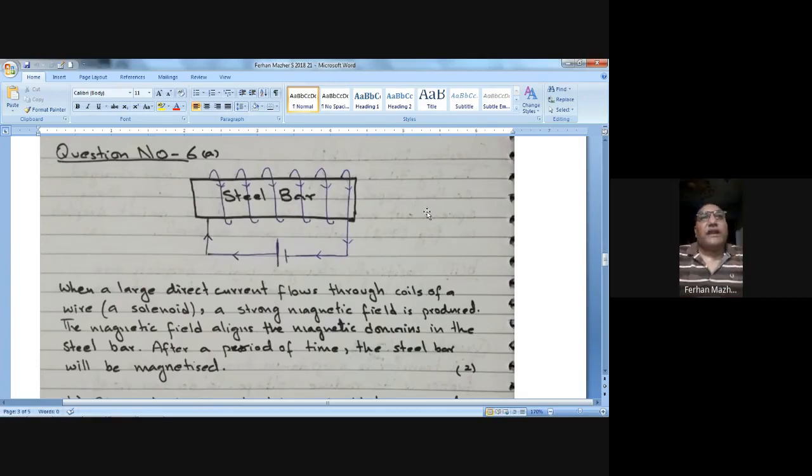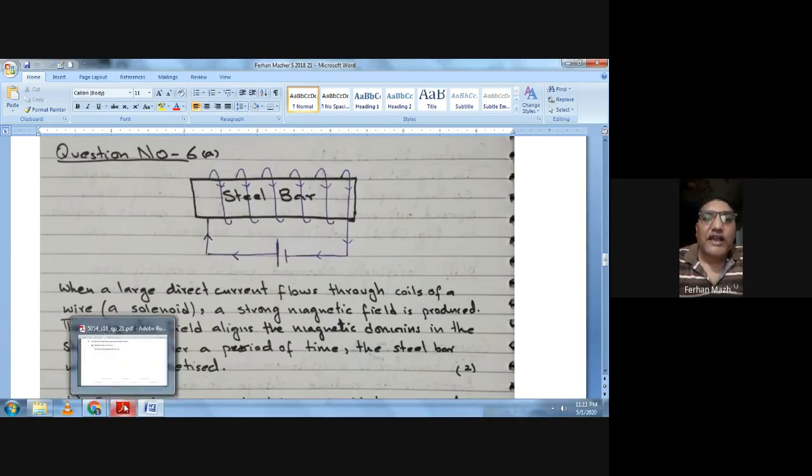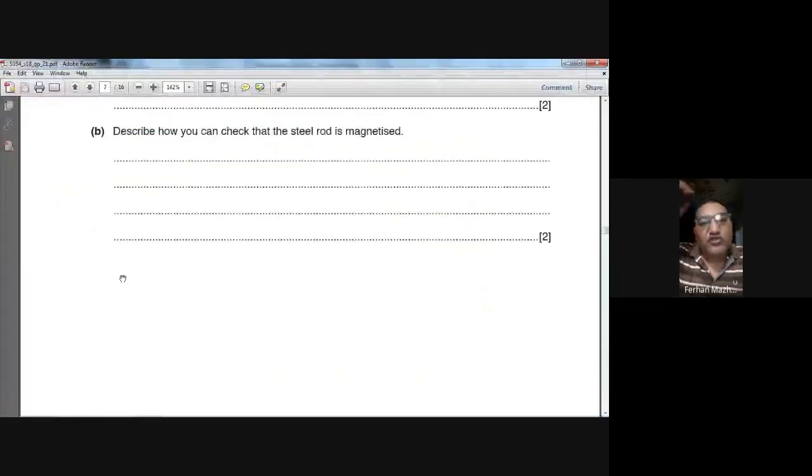Okay, so when a large direct current flows through coils of a wire, which we call a solenoid, a strong magnetic field is produced. The magnetic field aligns the magnetic domains in the steel bar. After a period of time, the steel bar will be magnetized. It's a two-mark question. I hope it's clear to you, the wording, how we write the answer, how the diagram is made. It was easy. Okay, so we are moving to the next question. It's a two-mark question again.